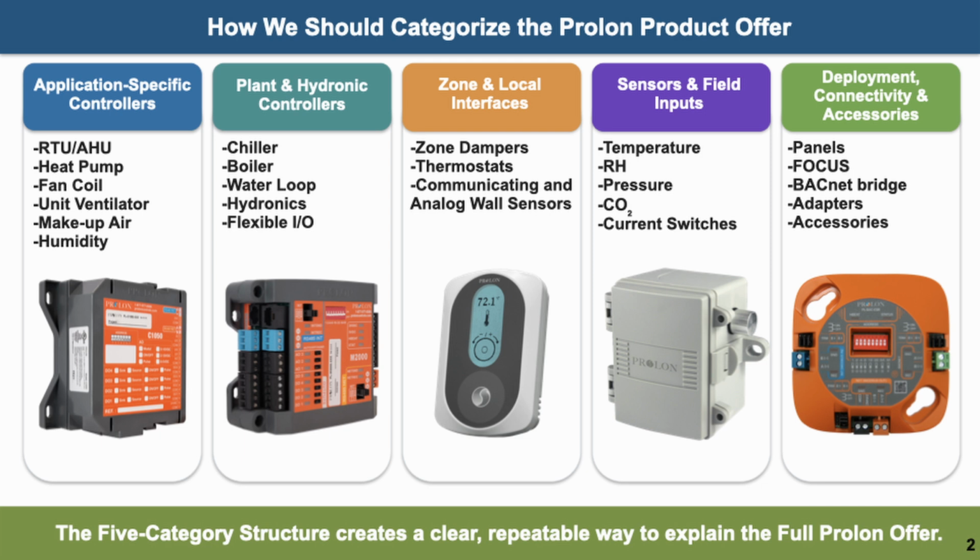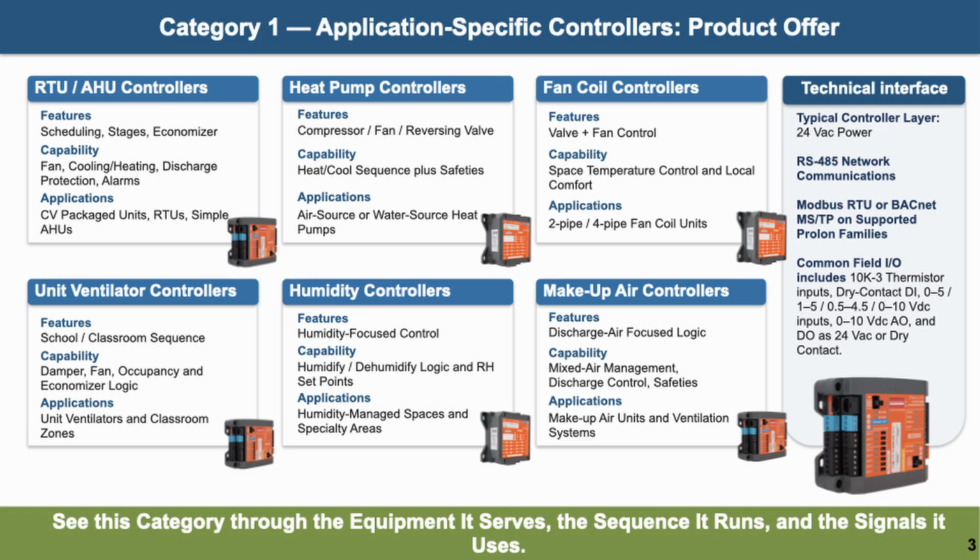Fifth, deployment, connectivity, and accessories, which support installation, startup, integration, and service through panels, focus tools, BACnet bridge options, adapters, and accessories. This slide should be used as the reference map for the rest of the deck. We begin with the most visible category in the Prolon portfolio: application-specific controllers. These are controllers selected according to the HVAC equipment type and the sequence required.